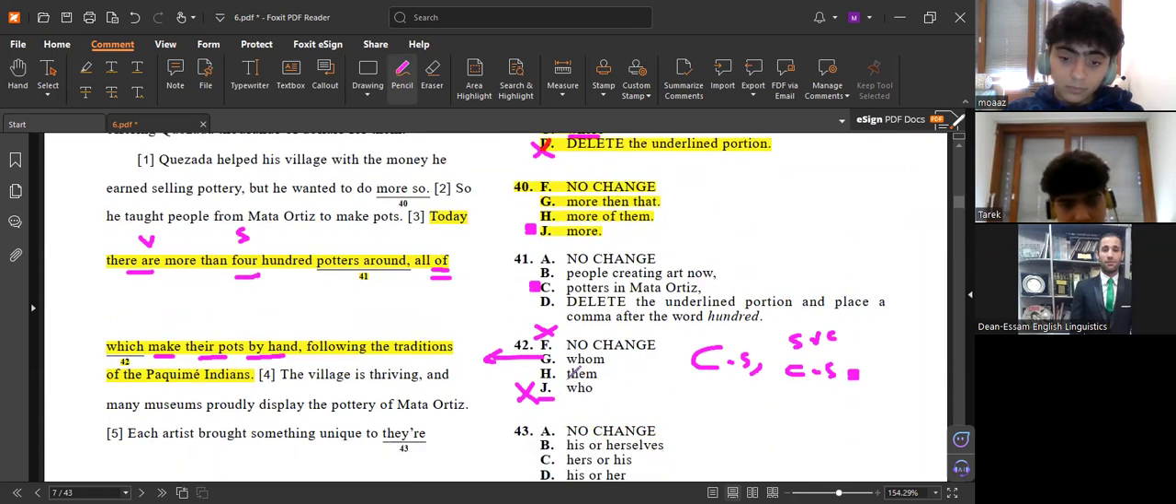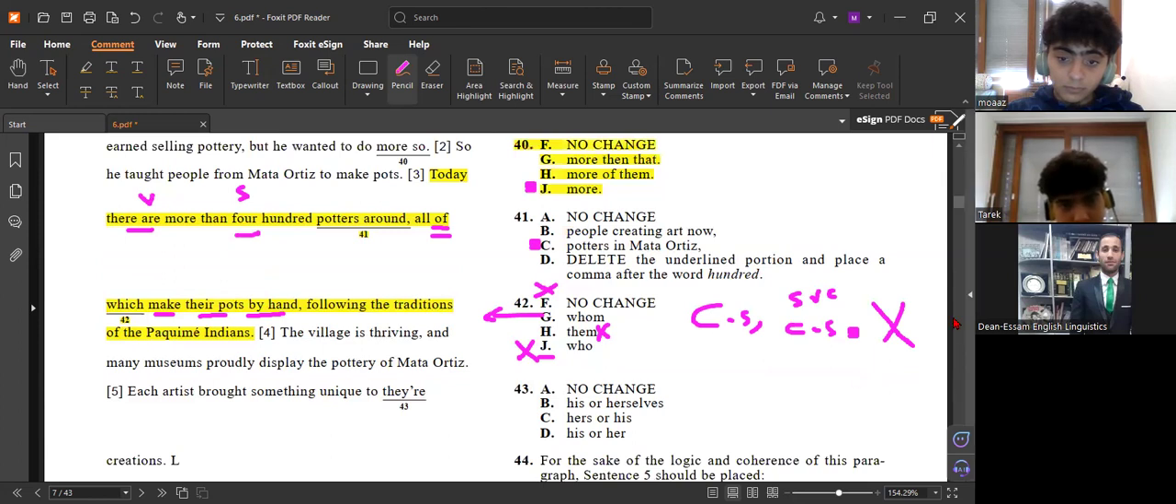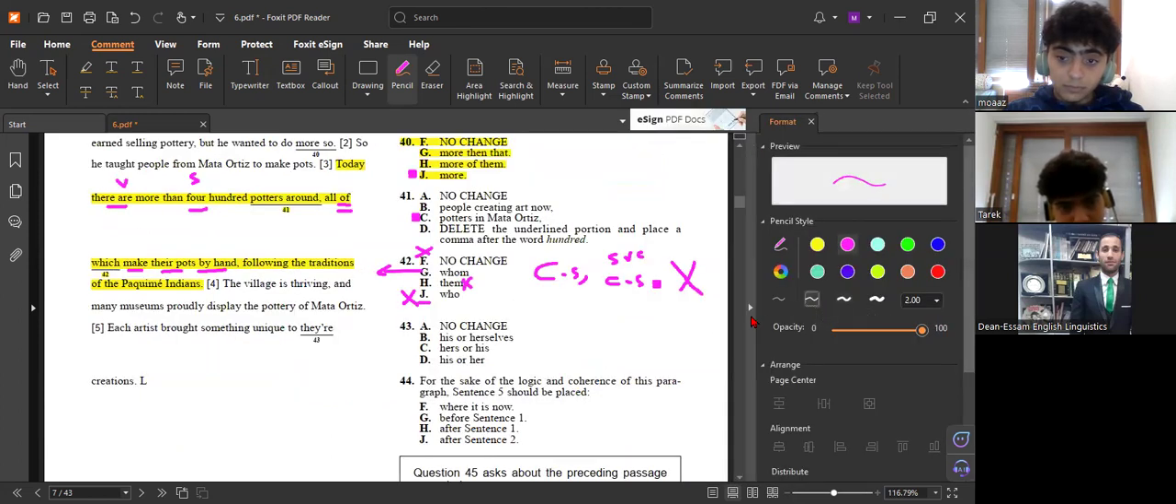That means here H is wrong. So all of whom, not a subject. All of them, subject. And then check the clause. If it's a complete clause, comma, complete clause, it is a comma splice, a common mistake. That's why. Now let's jump to the next.